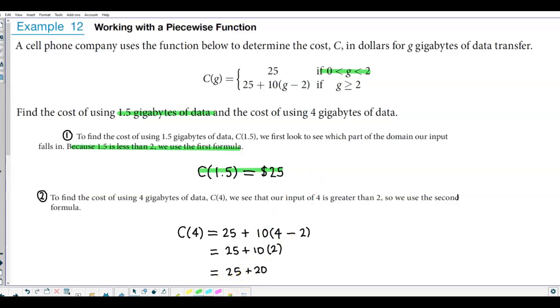Now, in part 2, we want to find the cost of using 4 gigabytes of data. So we want to find C with an input of 4. We see that our input of 4 is greater than 2, so we're going to use the second formula. Here we can see that 4 follows that domain, and since it does, we have to use this formula here. So we plug 4 into that formula.